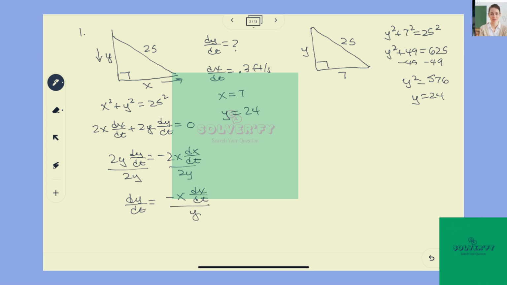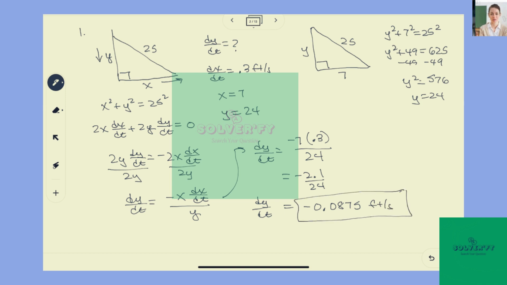So let's plug in our values. dy/dt is going to equal x is 7, so negative 7 times dx/dt, which is 0.3, over y, which is 24. Negative 7 times 0.3, that's going to give me negative 2.1 over 24, which is going to give me a dy/dt of negative 0.0875 feet per second. And that's the answer to that problem.